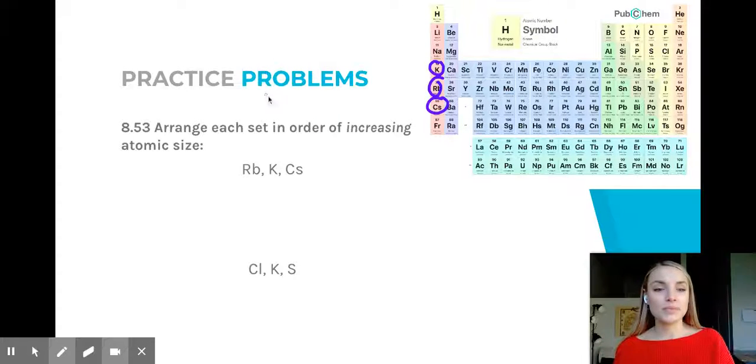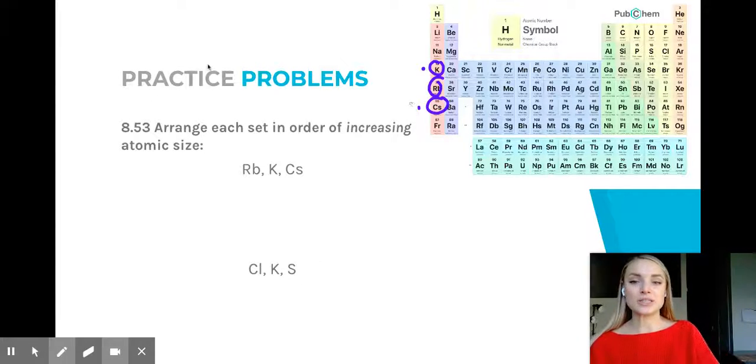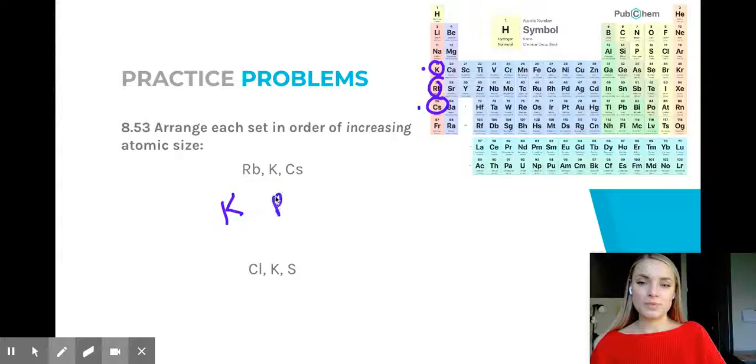All right, well, I know that atomic size tends to increase as we go down a group. So that would mean that cesium would be the largest and potassium would be the smallest. So if I'm arranging them in increasing size, I need to put the smallest first. So it should be potassium, then rubidium, and finally cesium.